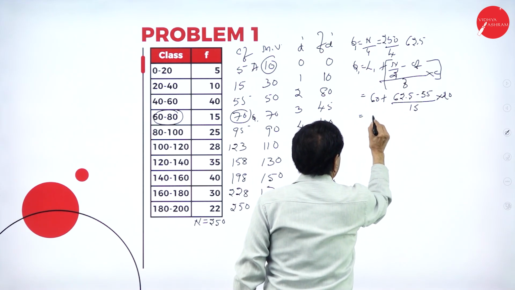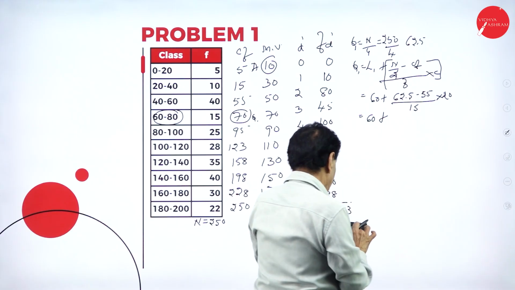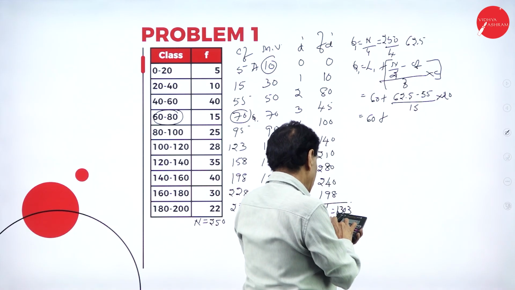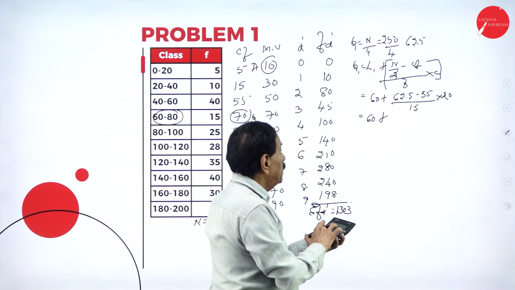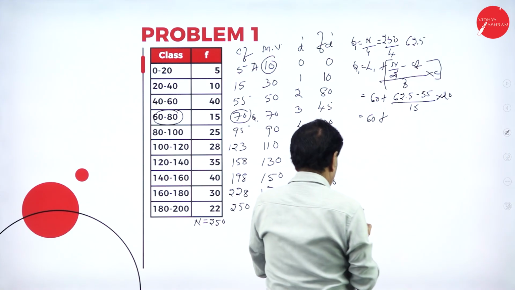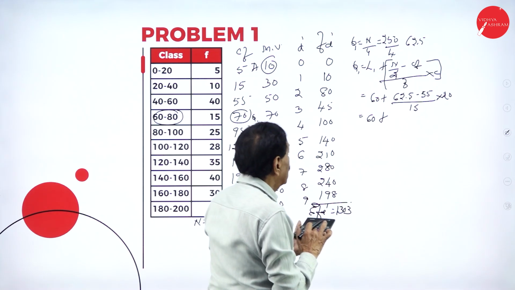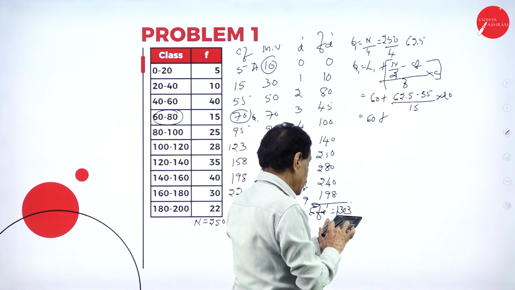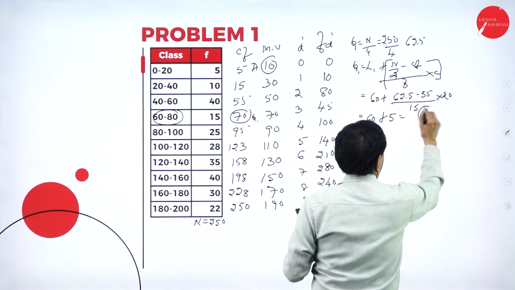This is 60 plus 62.5 minus 55, which is 7.5, divided by 15 into 10, which is 5. So this is 65. This is Q1.